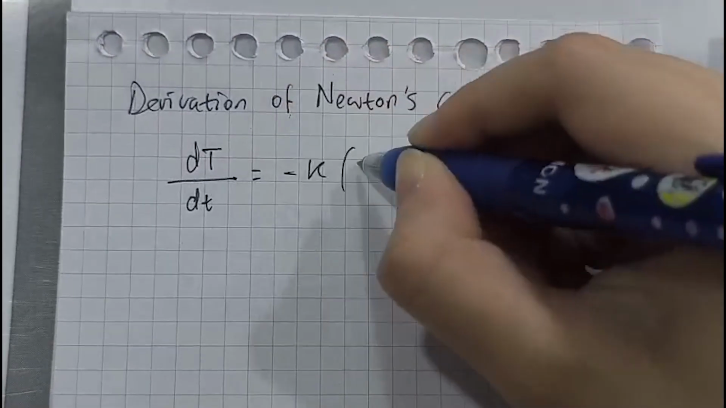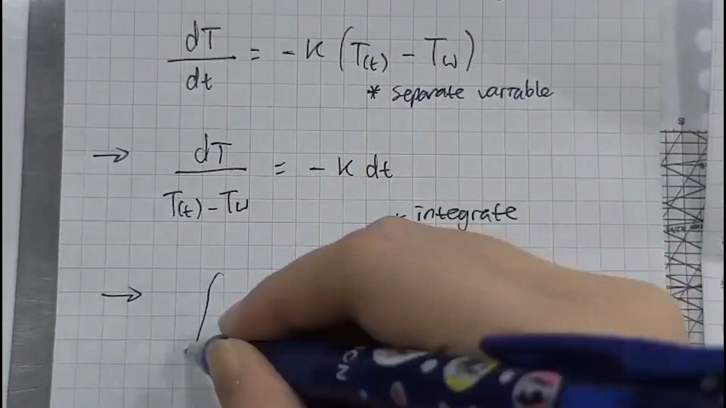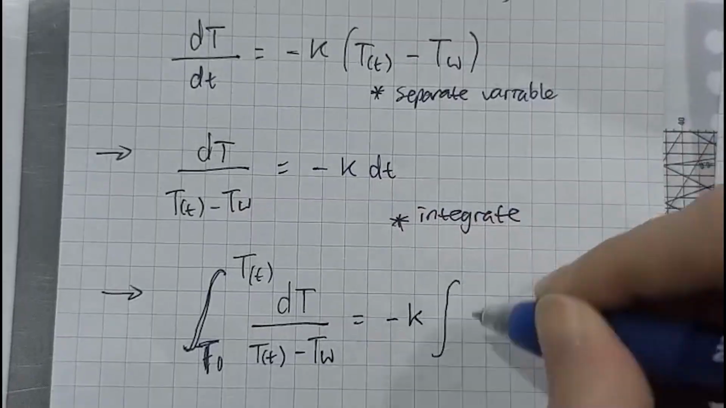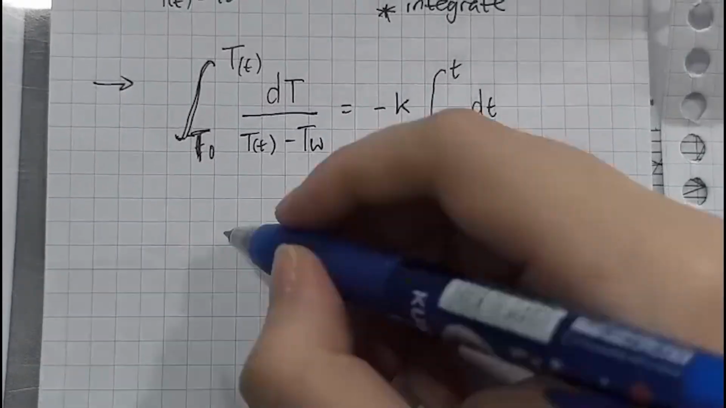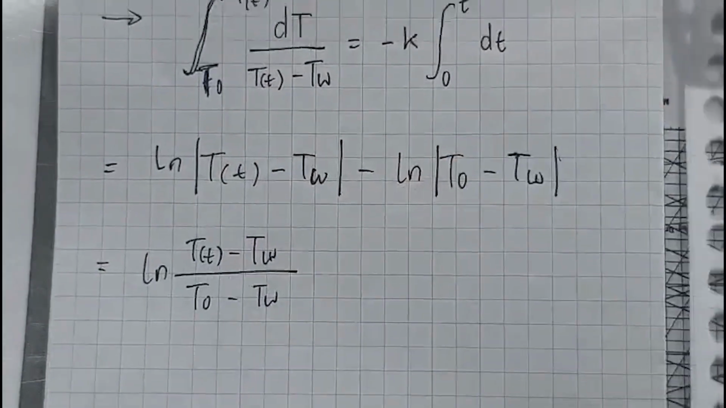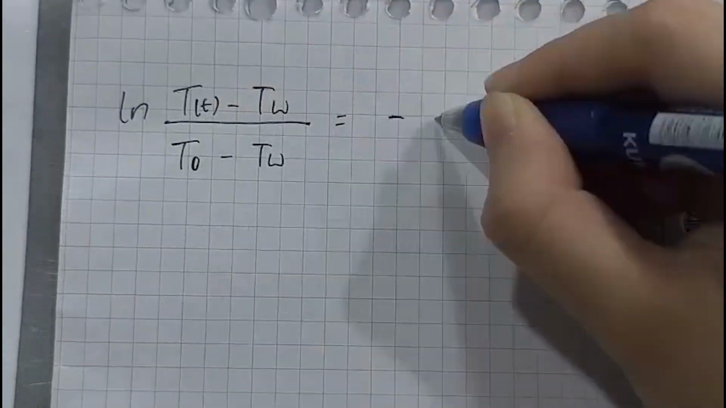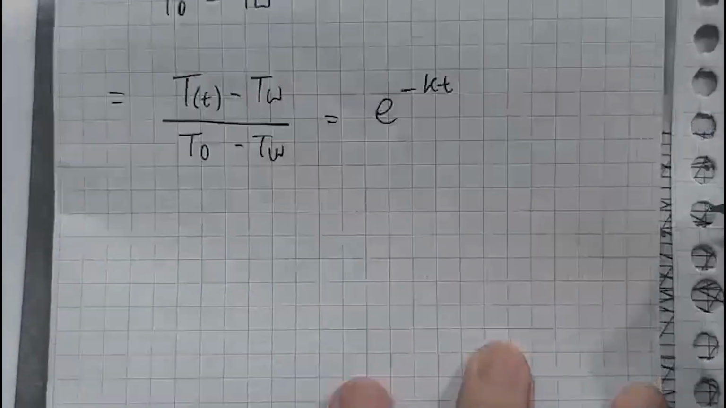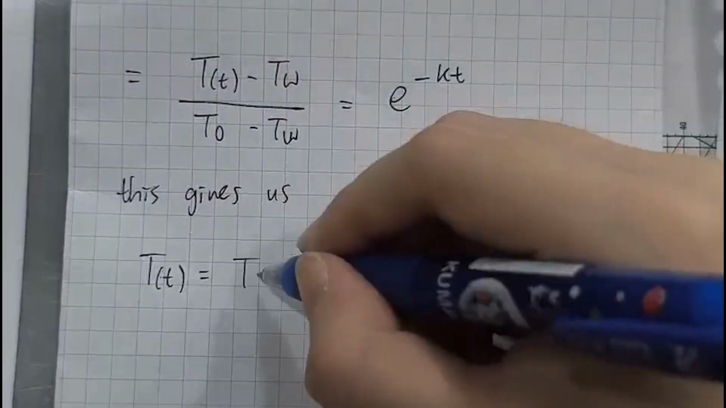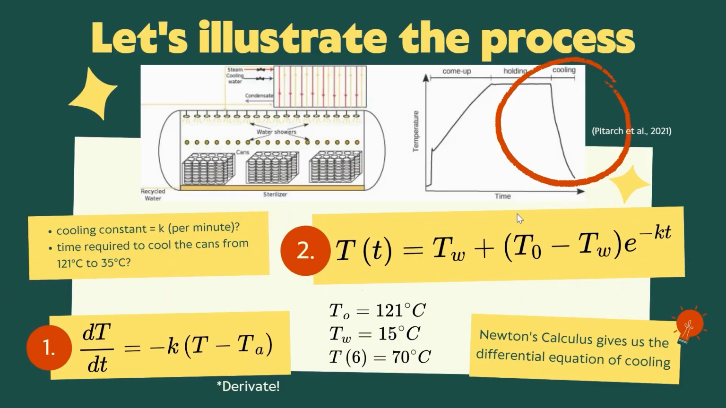Let us derive Newton's law of cooling. First, we're going to separate variables. Then we're going to integrate the left-hand side and right-hand side of the equation. Then we're going to turn it into a natural logarithmic form, and we're going to exponentiate. All right, that gives us e to the power of minus kt, which gives us the exponential equation of cooling. After deriving, we get the exponential cooling law.